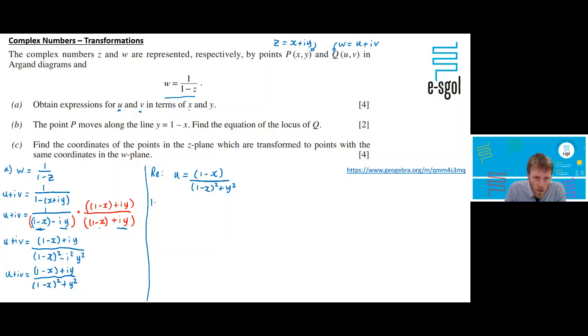For the v part, we're just comparing the imaginary bits. So the imaginary bit here, I don't want to include the i, it's just the imaginary part of it. So it's v equals, and then it's just the y over 1 minus x squared plus y squared.